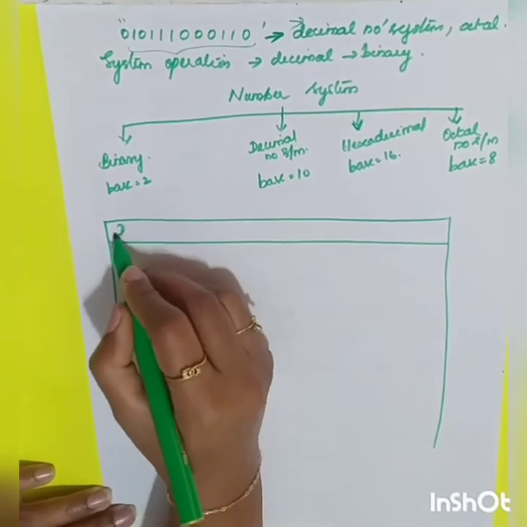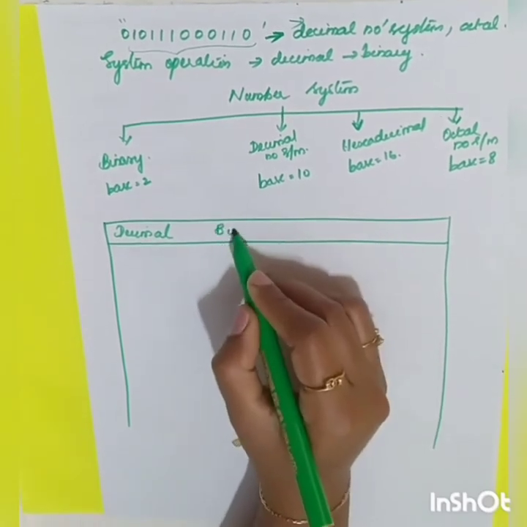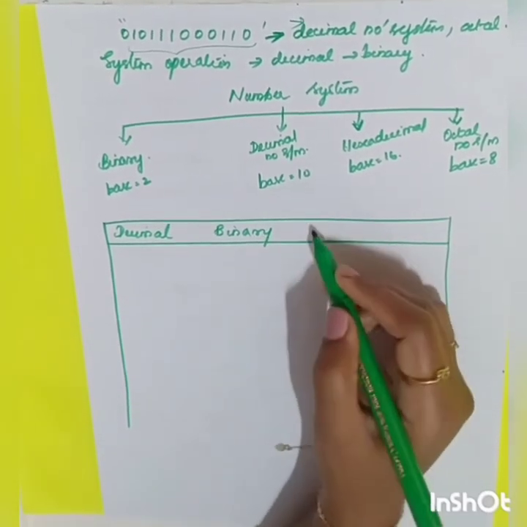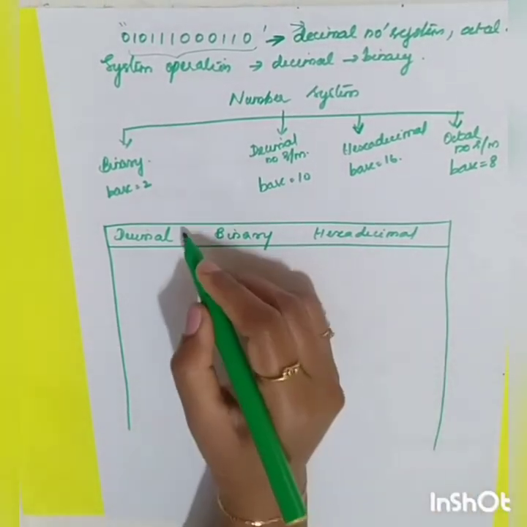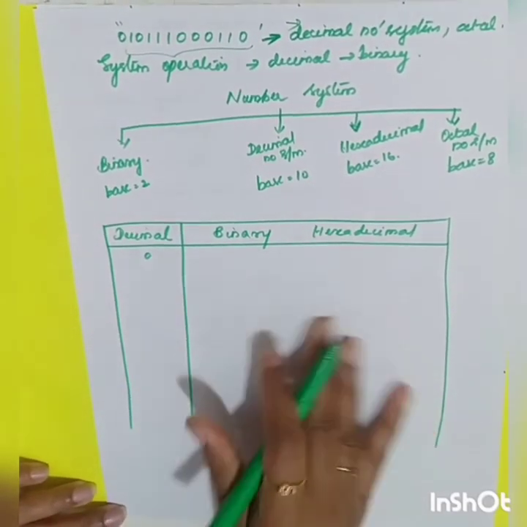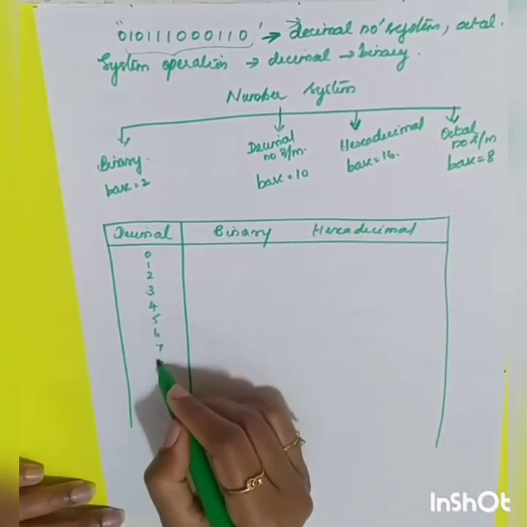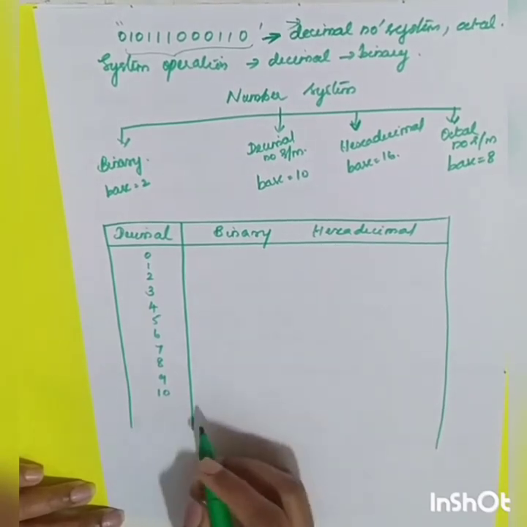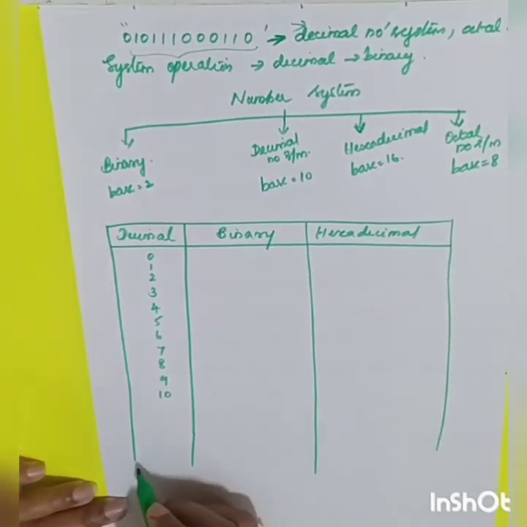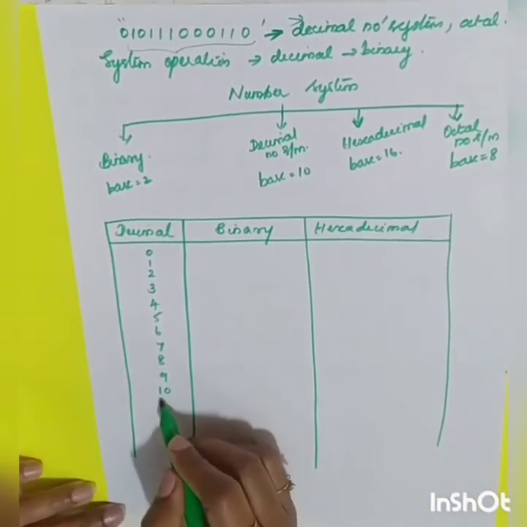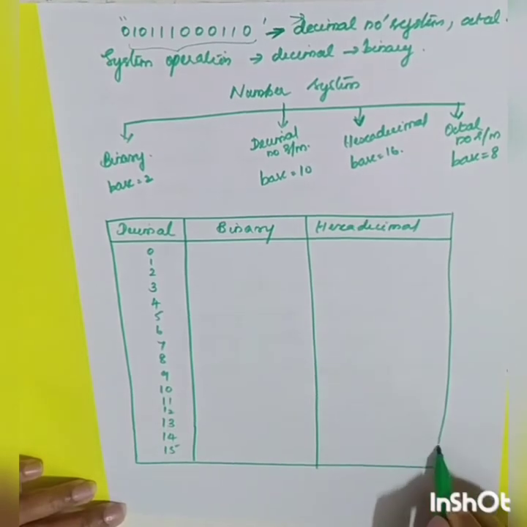So decimal, next one is the equivalent binary, and your hexadecimal. Your decimal number system, since our childhood we are using it: 0, 1, 2, 3, 4, 5, 6, 7, 8, 9, 10, okay. Since hexadecimal is 16, let me give the equivalent till 16: 10, 11, 12, 13, 14, 15, so 0 to 15.